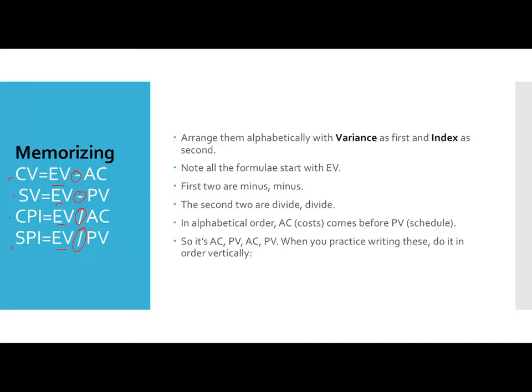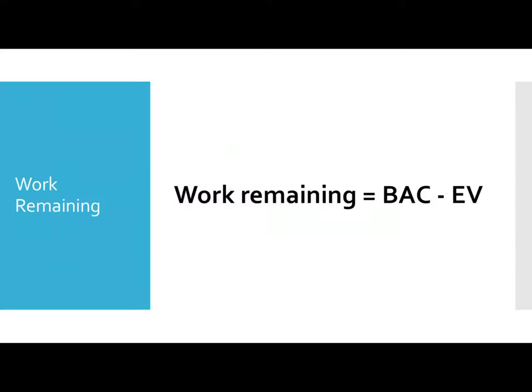Okay, and then in cost variance, you've got actual cost. In schedule variance, you always have PV. So remember that in cost variance, cost will be there. In schedule, always planned value will be there. That's how you remember it. So CV is equal to EV minus AC, SV is equal to EV minus PV, CPI is equal to EV by AC, SPI is equal to EV by PV. That's it. So you can remember them. You should be able to answer many questions based on remembering these formulae.